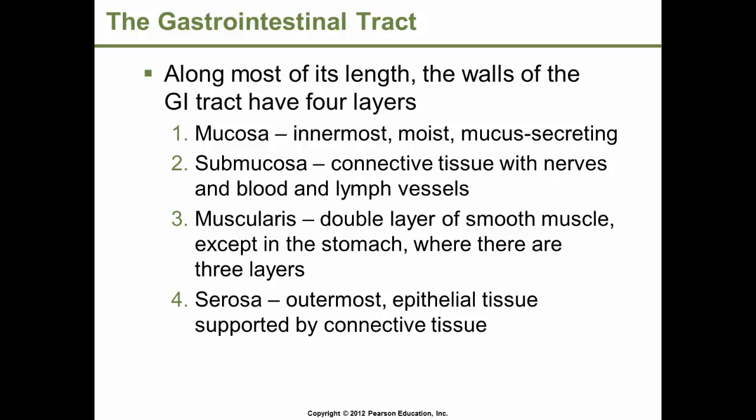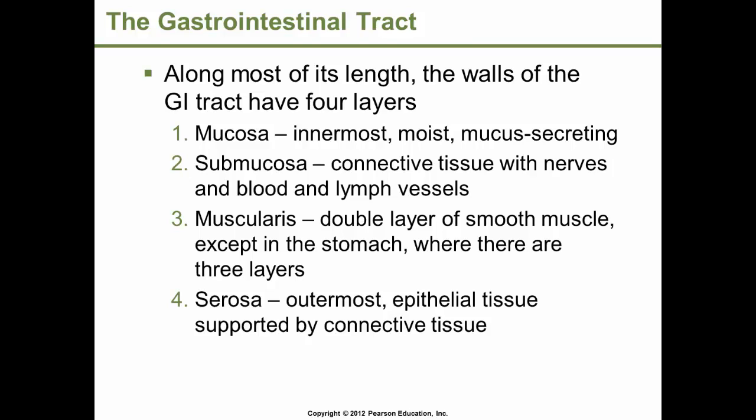Along most of its length, the walls of the gastrointestinal tract have 4 layers. The mucosa is the innermost moist mucus-secreting layer. This lubrication allows food to easily pass and protects the lining from rough food substances, as well as digestive enzymes. Some areas are highly folded, which also increases the surface area.